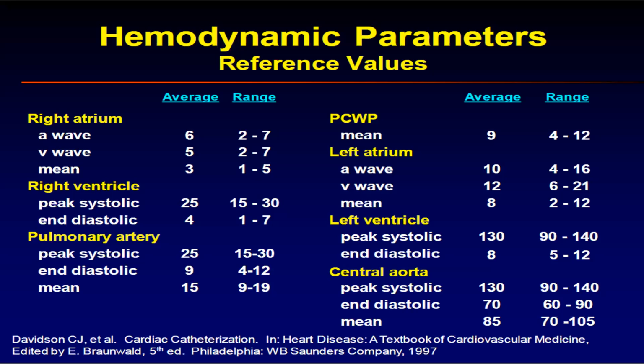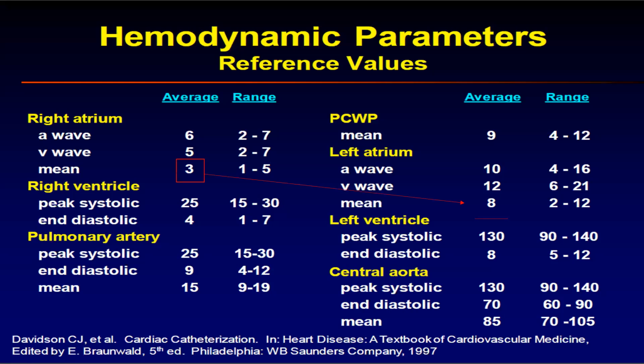What about the numbers themselves? You have to remember these numbers, okay? So right atrial pressure, the mean is about 3. Normally we're walking around with a pressure of 0 to 5 millimeters of mercury inside our right atrium. If we are fluid overloaded, then the pressure will be higher than that. So this is right atrial pressure.